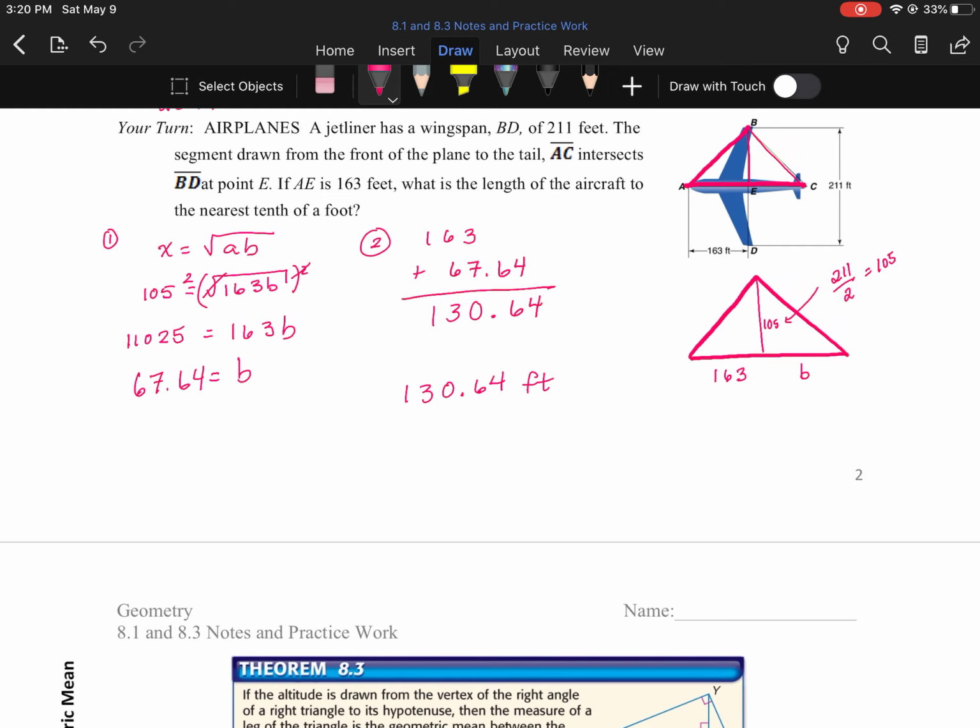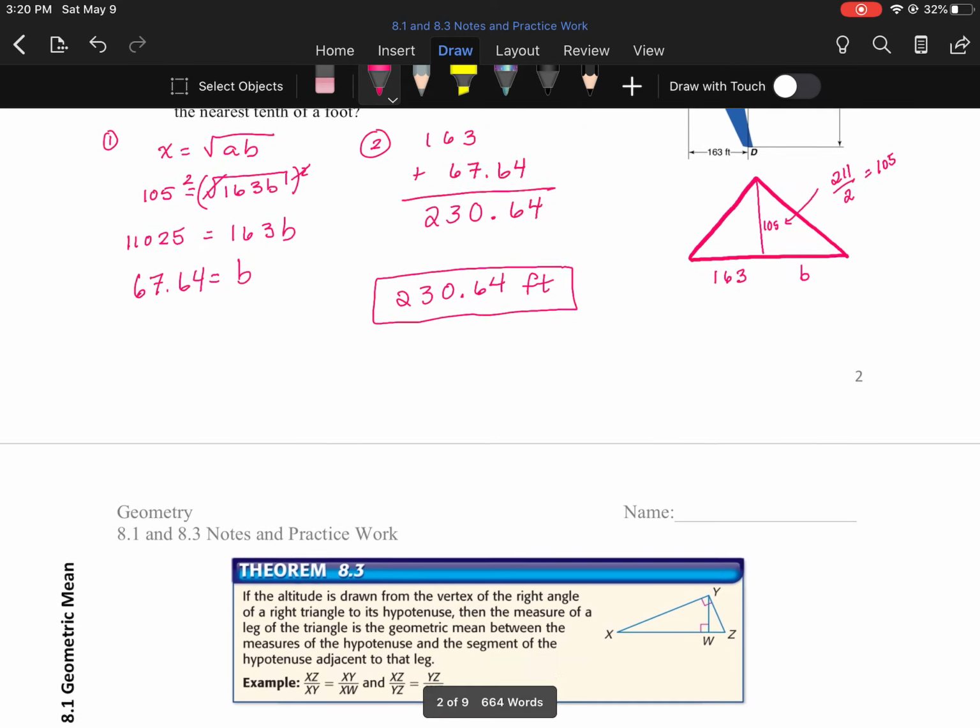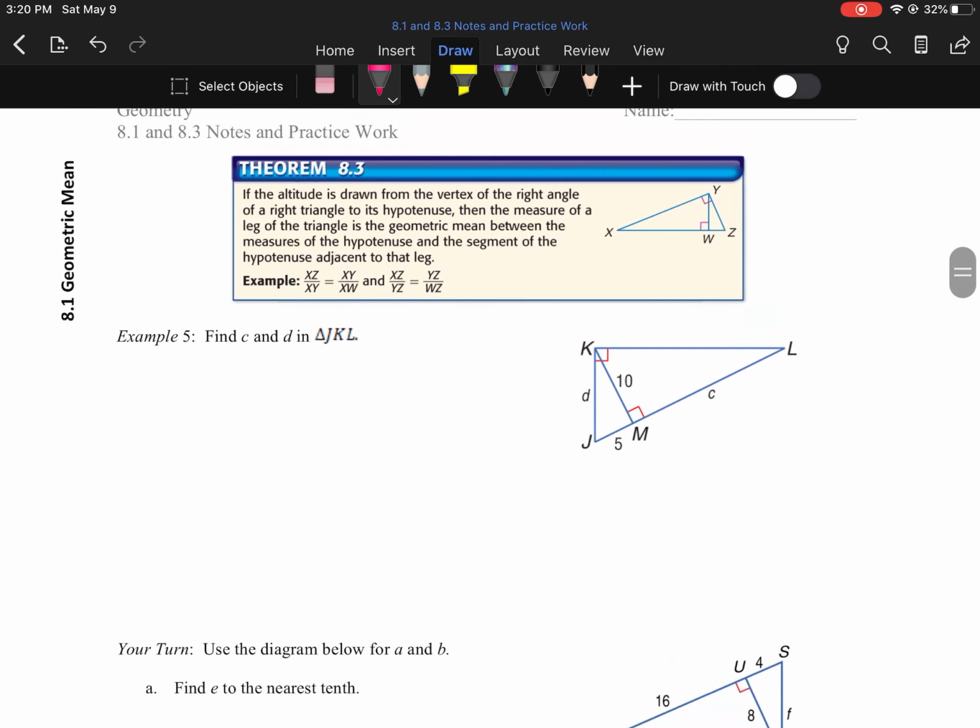All right, so in this case, I'm sorry, I have one. I should put a 2 there. Should be 230. All right, so the length of the plane is approximately 230.64 feet. It does say to the nearest tenth of a foot, so we should do 230.6 feet. All right, so moving right along, last example.